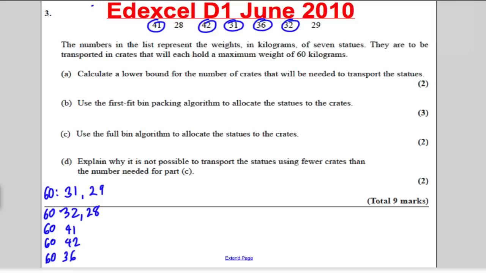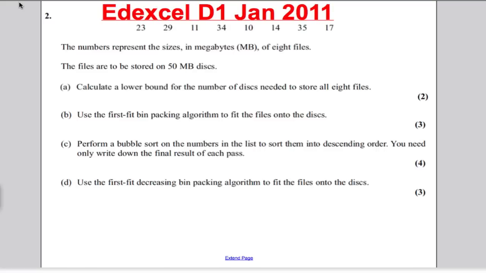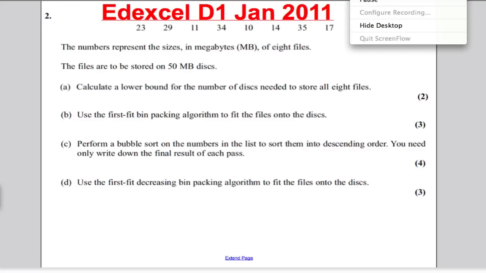Okay, next question. Take a look. It's D1, January 2011. As always, pause the video, attempt the question, and then mark your work against mine.